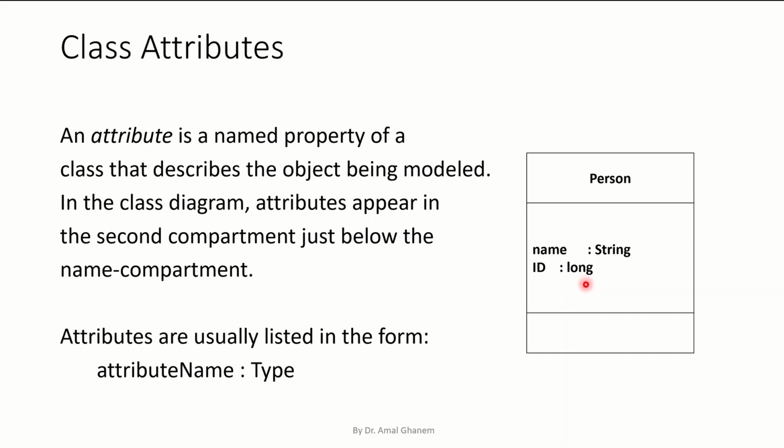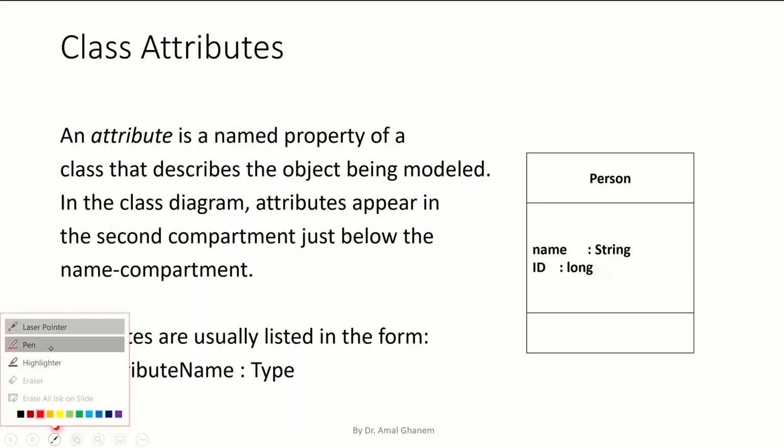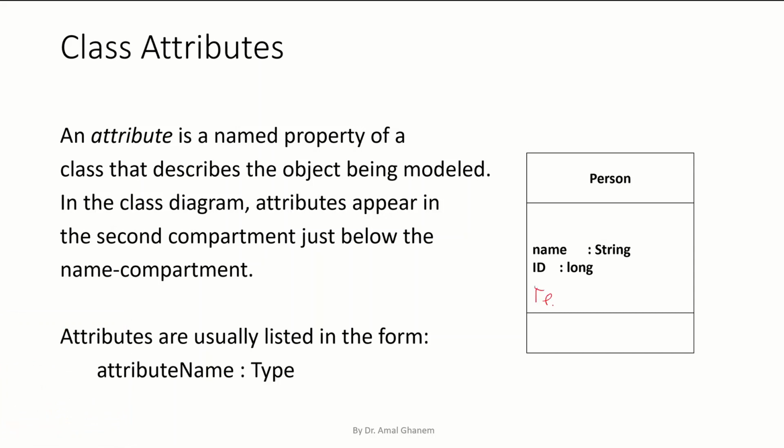If you have, for example, another attribute, let's assume we have telephone, I will say telephone, colon, and then long as the data type. So whatever attributes you have, the way you define them is always the attribute name, colon, and the data type. Again, remember, this is not Java programming, this is designing in UML, and according to the UML definition, we have to specify the attribute, colon, and then the type.